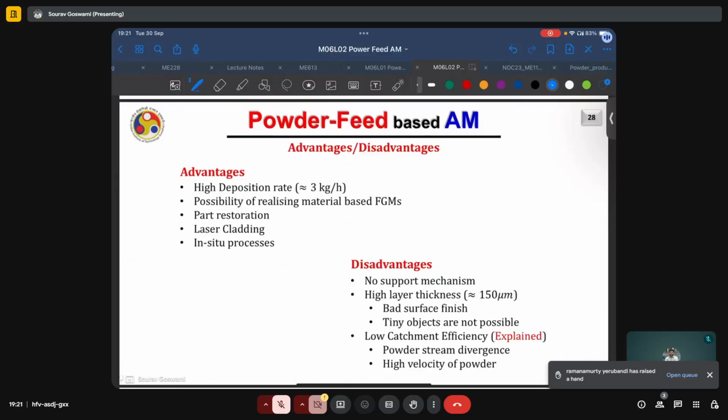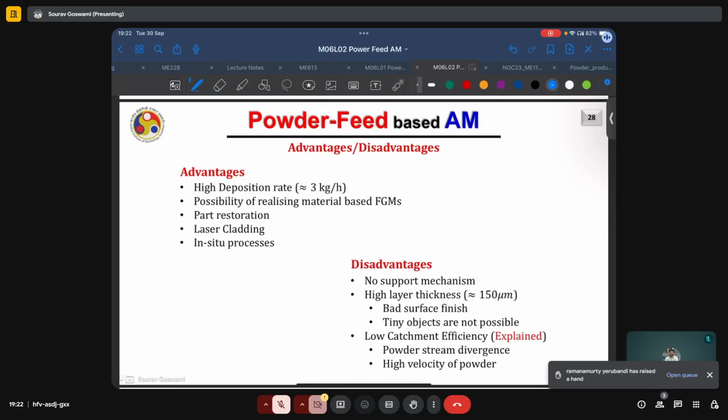There is a possibility of realizing material-based FGM, and by material-based FGM, what we want to mean is that we can combine various materials or at least two different materials into a single part, either with some stepwise gradient in composition or a continuous gradient in composition using such powder feed based AM process. It has been used and its capability has been demonstrated for the restoration of parts, which helps us in reducing wastage, saving costs, and extending the life of existing parts which may be otherwise minimally damaged through selective repair.